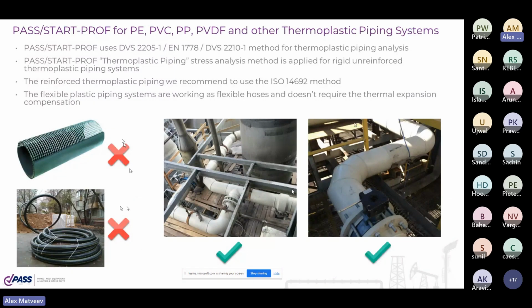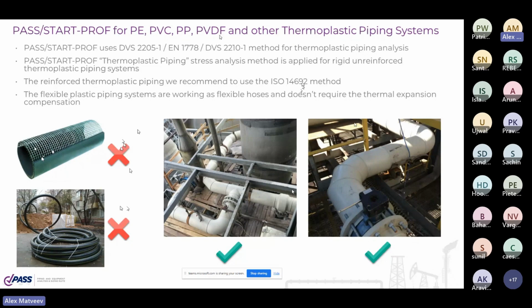Also, there are reinforced plastic piping with different type of reinforcement. Like here, you can see the metallic with some metallic wires. We also will not perform such type of analysis using this model of PE, PVC, PVP analysis, because this type of piping is better to analyze using the code for fiberglass piping, FRP, GRP, and other, using the ISO 14682.